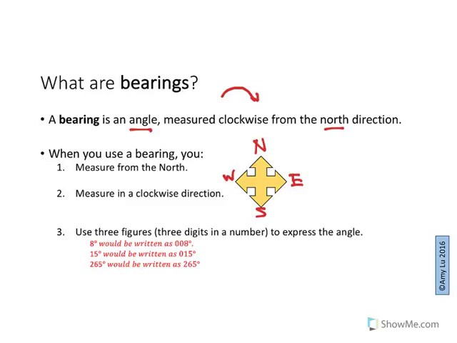Now when we use bearings, there's a few rules. Number 1, measure from the north. Number 2, measure clockwise. And then number 3, when we write them, we use 3 figures. So to express 8 degrees, we'd write 008. 15 would be 015. 265 is just 265.